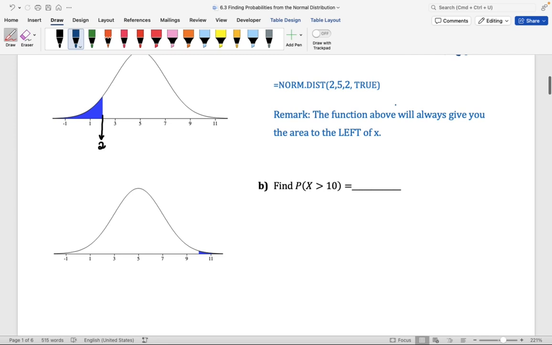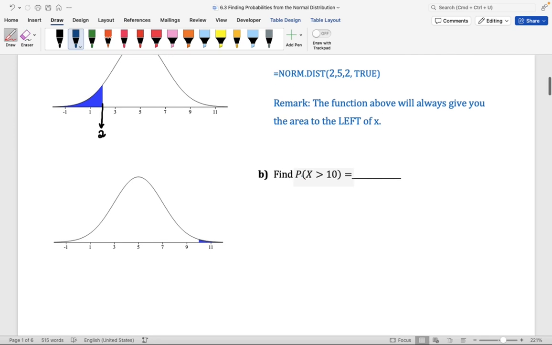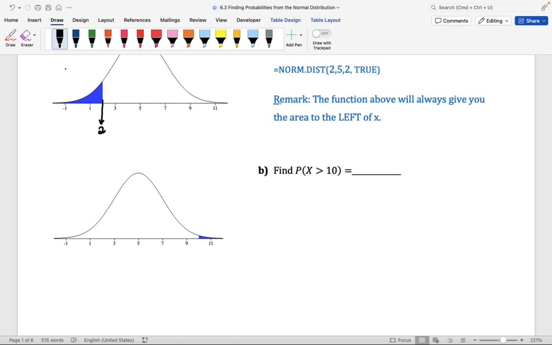Now, what if we want to find the area above a given x value? For example, what if we want to find the probability of x being greater than 10? We can use a normal distribution to visualize this probability. We are finding the area above 10. Now, on Excel, we're going to use the same function. Here, we're going to use the x value equal to 10. The mean is 5, and the standard deviation is 2. We're using the same function.